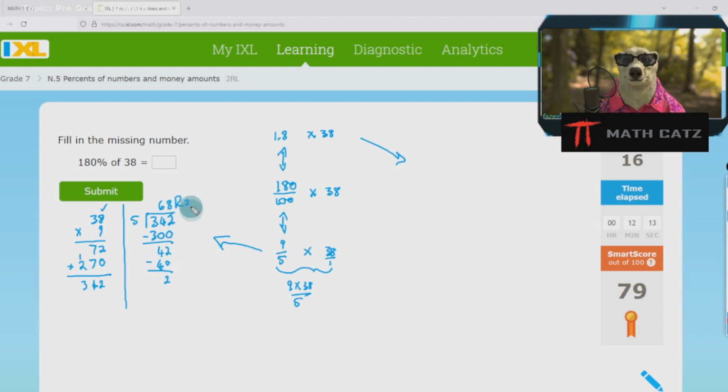Now we can do remainder 2 here, or we can write it as 68 2/5, or we can write it as a decimal. I don't really know what they want. We can write 68.4 because 2/5 is a familiar fraction, which I kind of just memorize. So this version over here, I get 68.4.